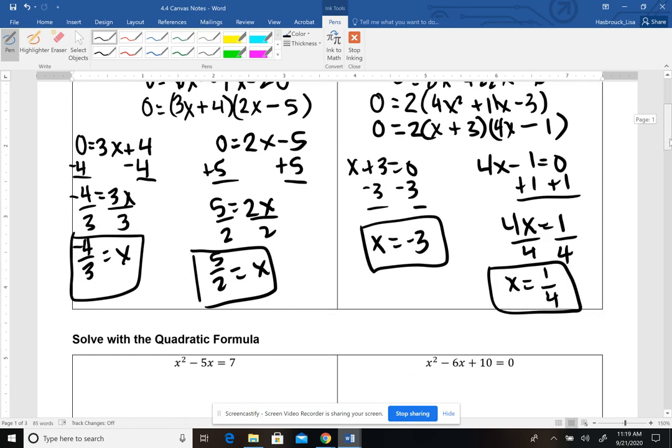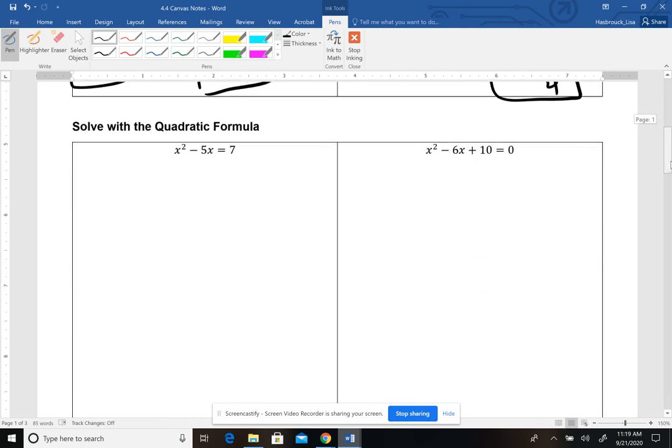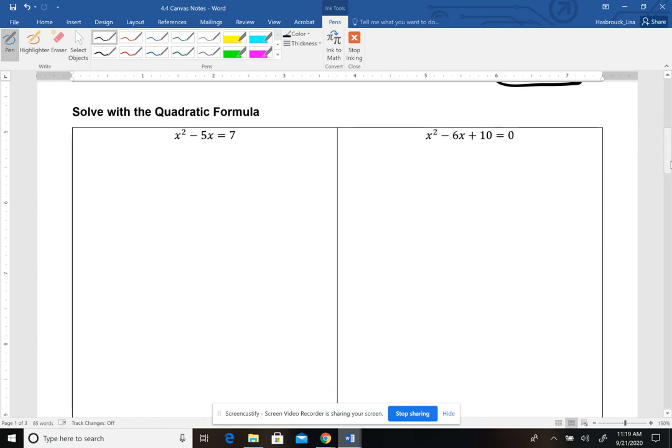Now the next method we're going to look at is the quadratic formula. You use the quadratic formula when you can't factor. So the easiest method of solving is factoring. We jump to quadratic formula when we can't factor. First, we do have to make this equal to 0, so we need to move that 7 by subtracting it. That gives us x squared minus 5x minus 7 equals 0.